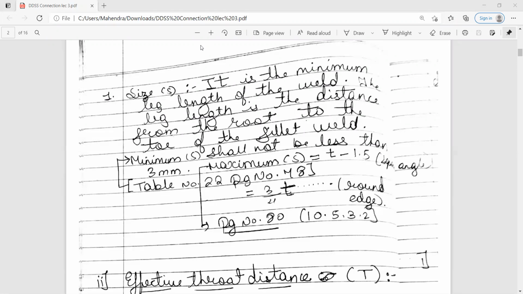And again, the maximum value of S can also be 3 by 4 into t, that is for the rounded edge, and t minus 1.5 is for the square edge. So no need to write this. I will share this PDF with you. So no need to write this.